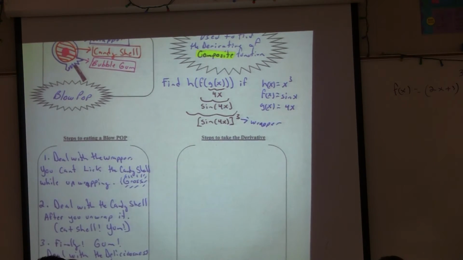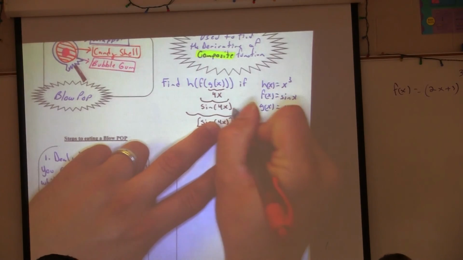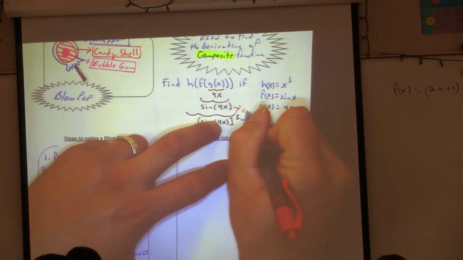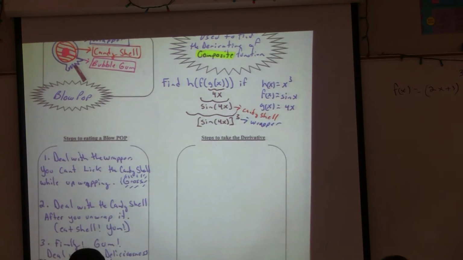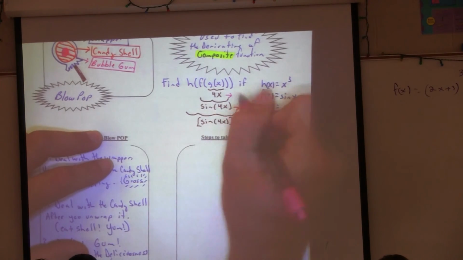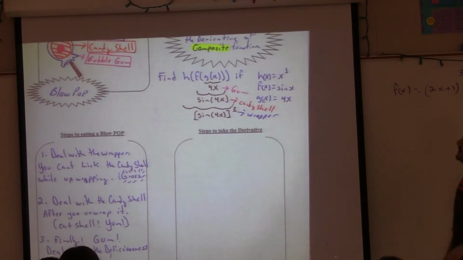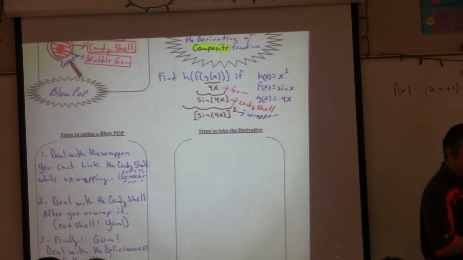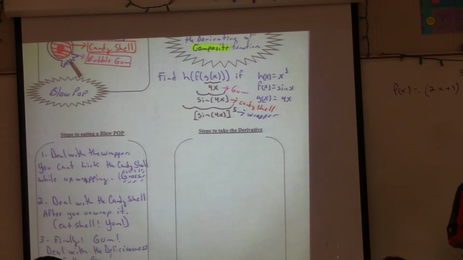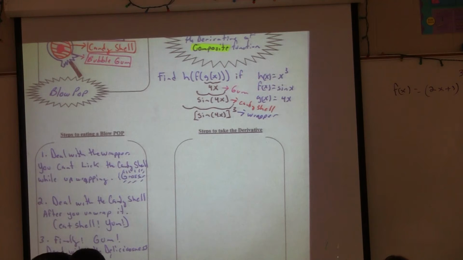Then what would be the next layer? What would be the candy shell? The sine of 4x, which is this part. This is my candy shell. And then which part would finally be the gum? The 4x. So my goal is to work from the outside all the way to the inside, so I can reach that bubble gum. Alright, so you ready to learn how to take the derivative of a composite function?